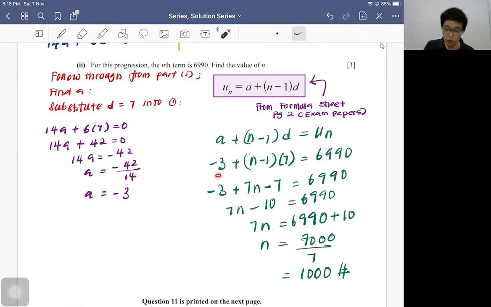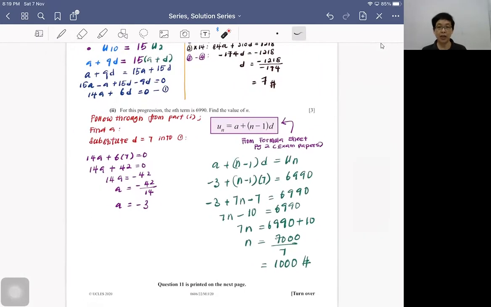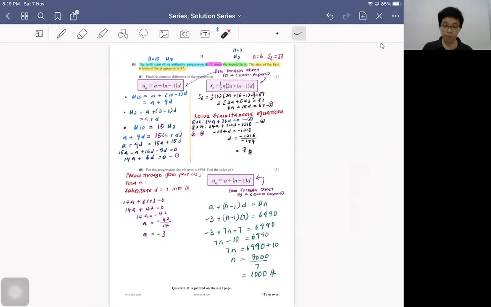Yep, so minus 3, expand the bracket into 7n, expand this into minus 7, and you combine minus 3 minus 7, you got for yourself minus 10, and now you plus 10 onto both sides, and that leaves you 7n equals 7,000. By dividing 7 both sides, yes, you got for yourself n equals 1,000, and that is full mark for you.